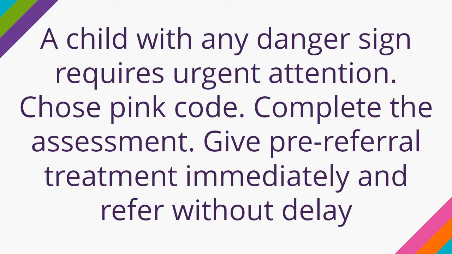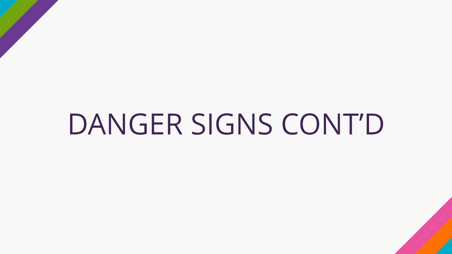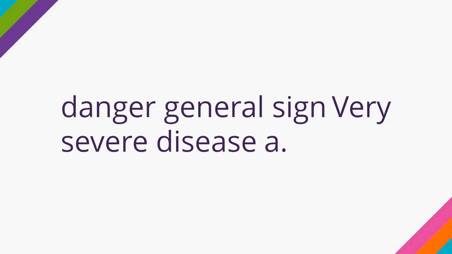A child with any danger sign requires urgent attention. So for this one, the color code is pink or red. So you can complete the assessment, give a pre-referral treatment immediately, give start doses, and refer without delay for a child with any of the danger signs. So the color code for danger signs here is red, if the child has any danger sign. That is under classification.